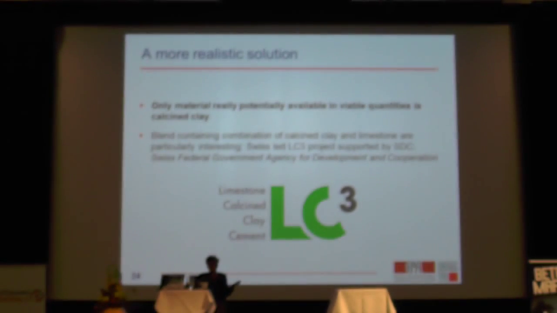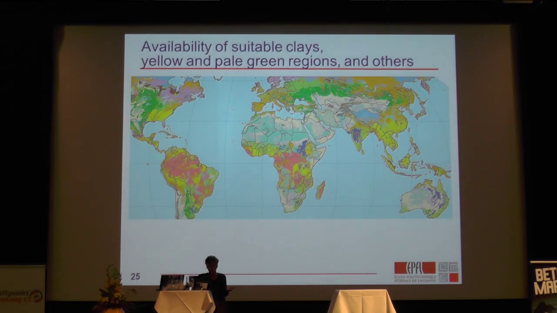Well, I think what we've got to look at is analysing the world's resources. We see the only material potentially available in viable quantities is calcined clay. What we're working on in our laboratory is we've shown that blends of calcined clay together with limestone are particularly interesting. And this has led to a rather big project supported by the Swiss government through its Agency for Development and Cooperation.